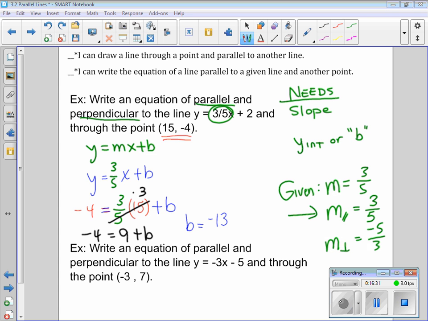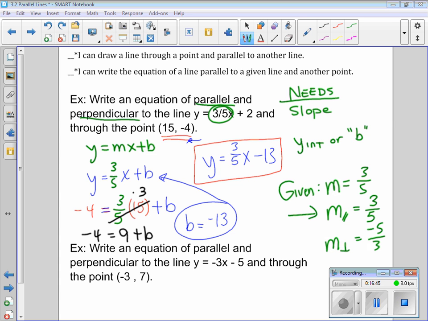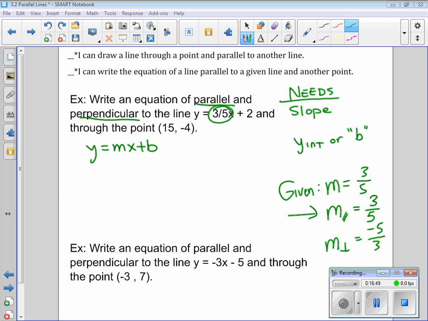Now it's just a matter of plugging this b into this almost finished equation, and I'll have my final parallel equation that includes the point they want. And there I have it. All right, let's work on the perpendicular one. It's done the same way, but this time we're going to use the perpendicular slope.